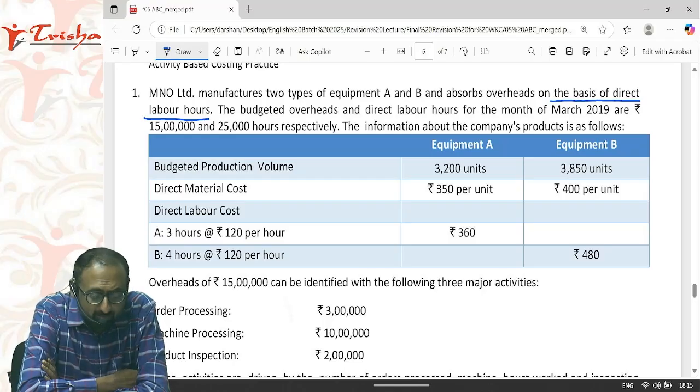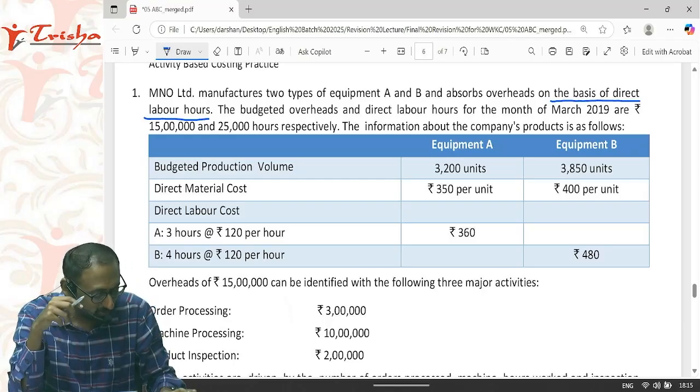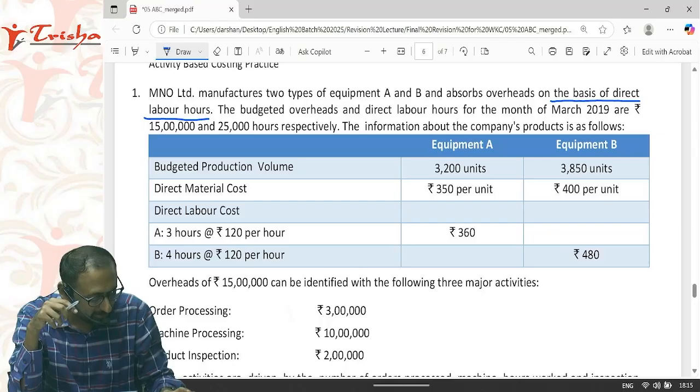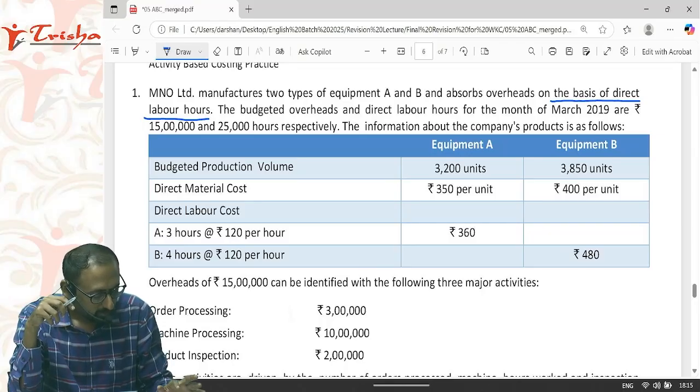Overhead on the basis of labor hour rate, Sirji. Online students also, I am checking your answer, so please answer as well. Yes, Sirji.